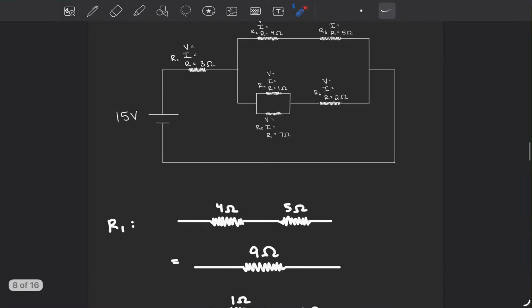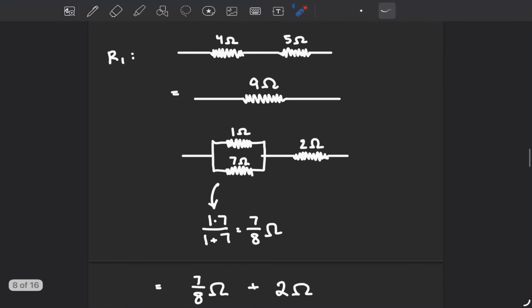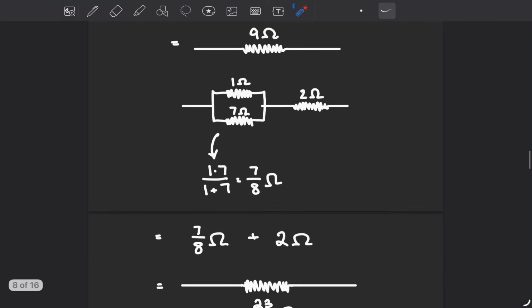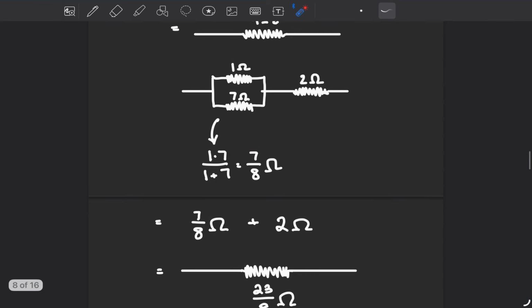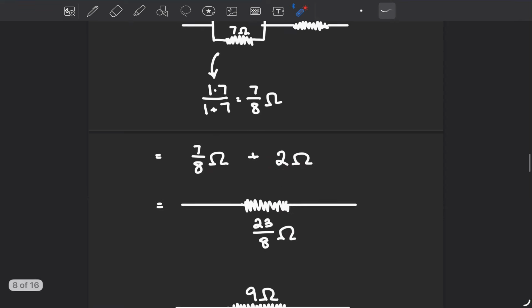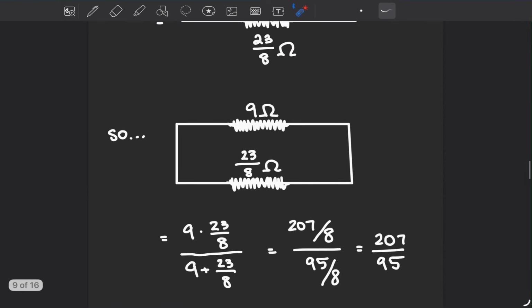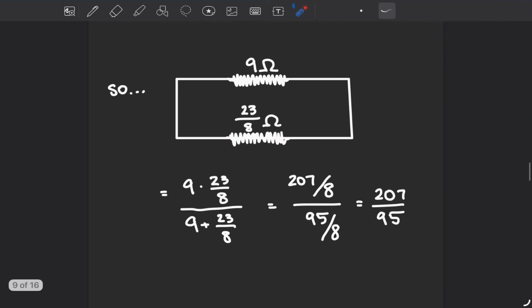The bottom chunk, we have 2 that are parallel, and then 2 ohms down the line. And in order to find this parallel sequence, we multiply on the numerator and then divide by them added together. So we get 7/8 ohms, and the 7/8 plus 2 gets us to 23/8 ohms. So now, after reducing, we have 9 ohms on the top portion and 23/8 ohms on the bottom portion.